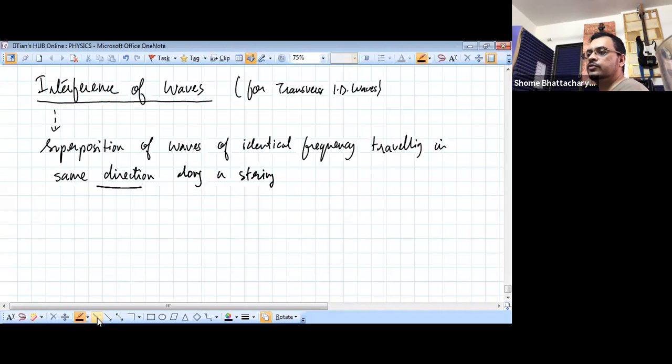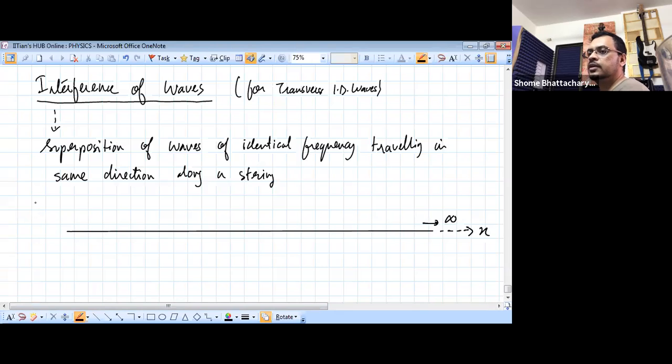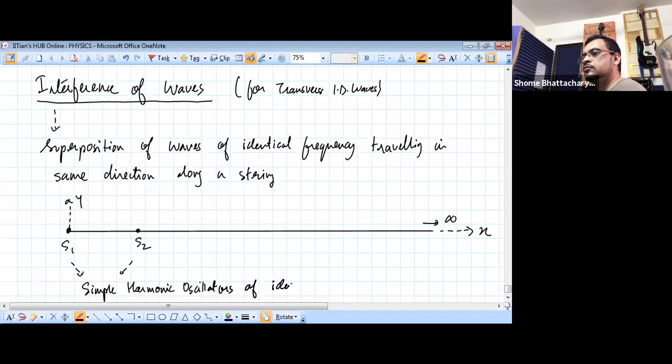The physical situation where interference happens is something like this. You have an infinitely long string, so we don't have to worry about the reflected wave coming back and superimposing. It's going to infinity along the x-axis. But now you have two sources, S1 and S2. These are simple harmonic oscillators of identical frequency, identical frequency f, let's say. Then at a point P, which is at x equal to x, what is the net displacement that results from the superposition of the waves created by the first source and the second source?